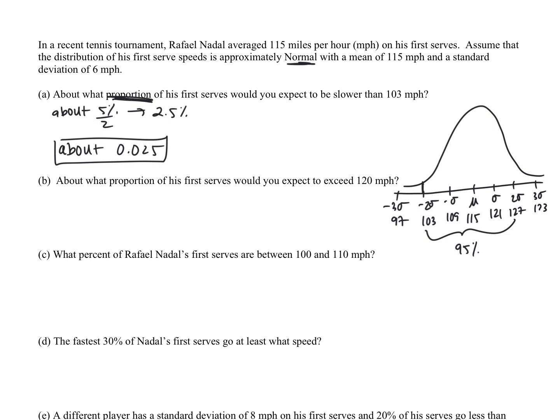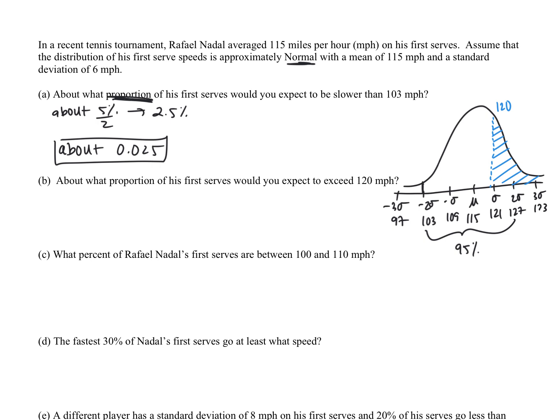Okay, about what proportion of his serves would you expect to exceed 120 miles per hour? 120 is not one of those nice numbers. 120 instead is about here. So this is one that we're going to have to go to the calculator for.